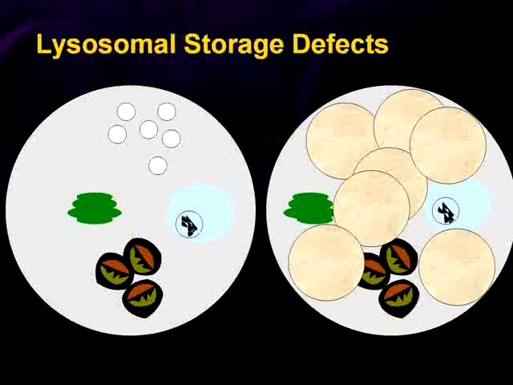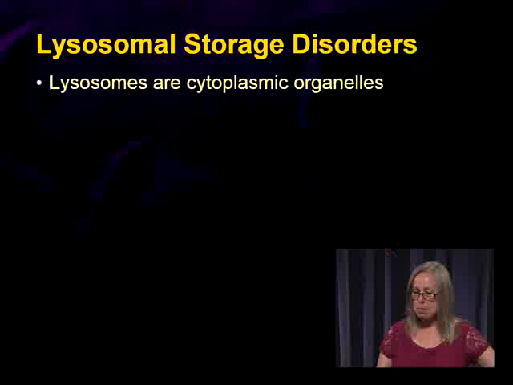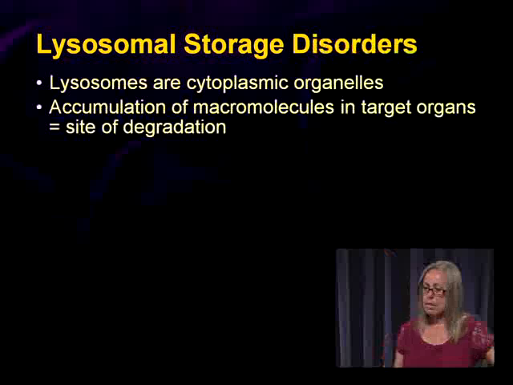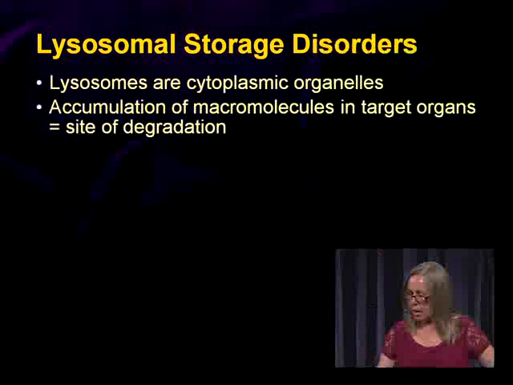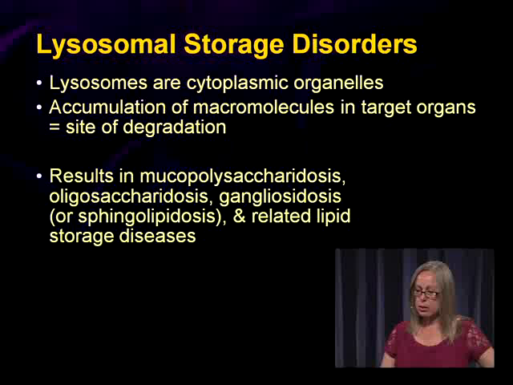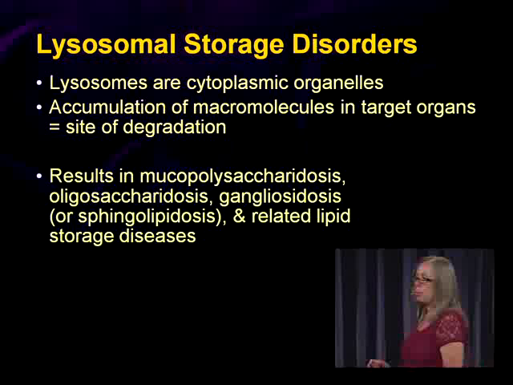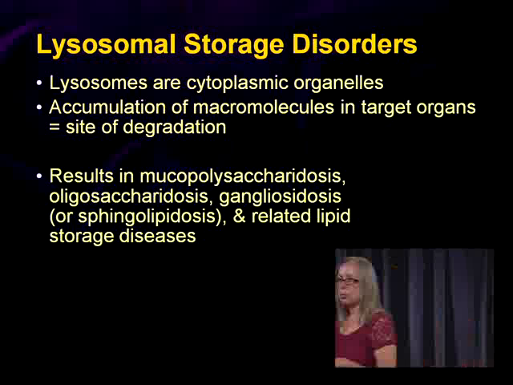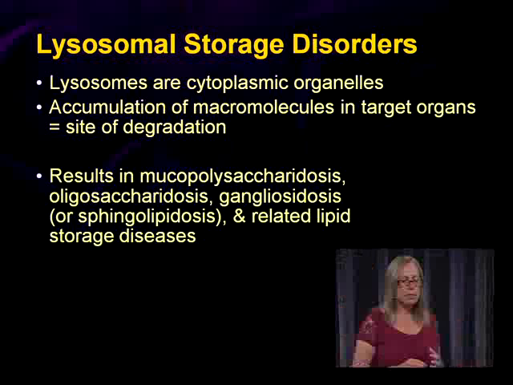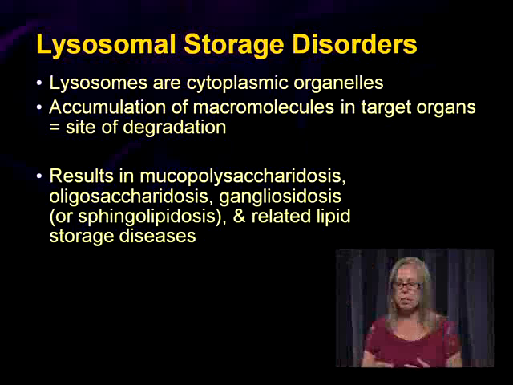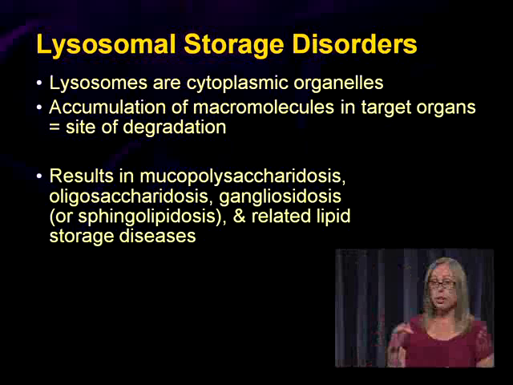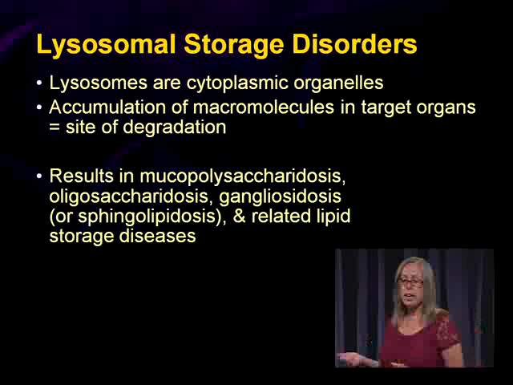So lysosomes are where we store things to be broken down. It's sort of like the trash dump. And we want it to be broken down and reutilized. And so these are the sites of degradation in target organs for macromolecules. And these problems in these lysosomes and breaking things down give you mucopolysaccharidoses, oligosaccharidoses, gangliosidoses, which are also known as sphingolipidoses, and then related lipid storage diseases.